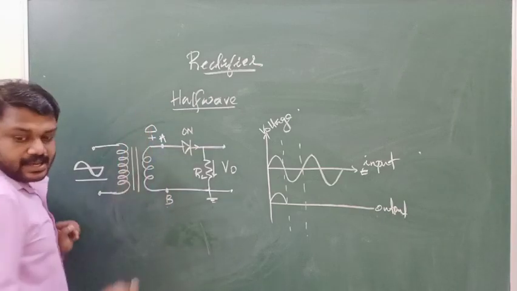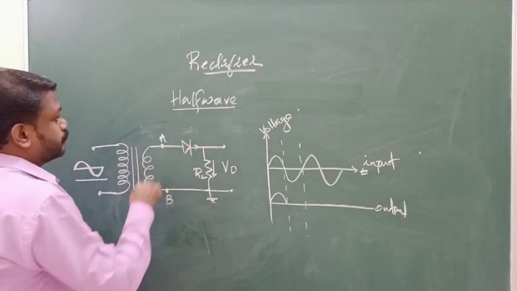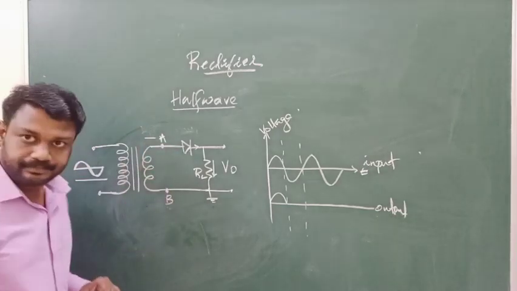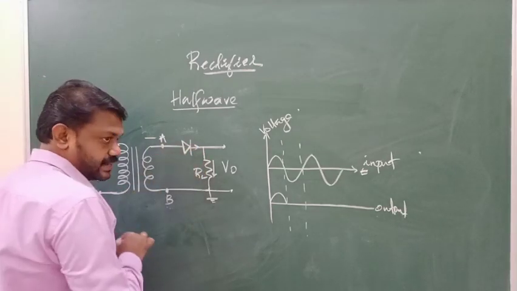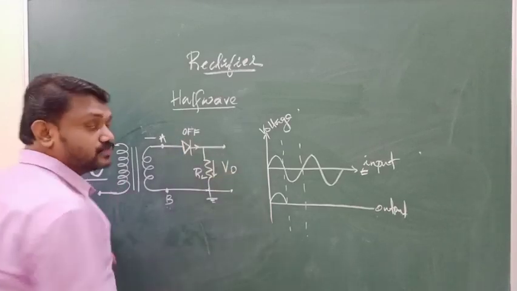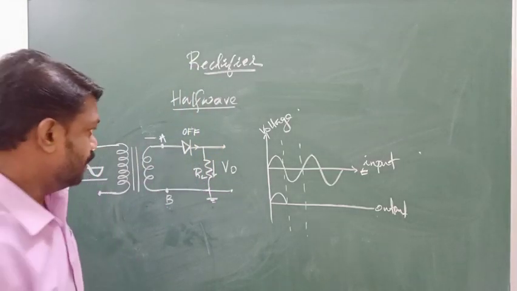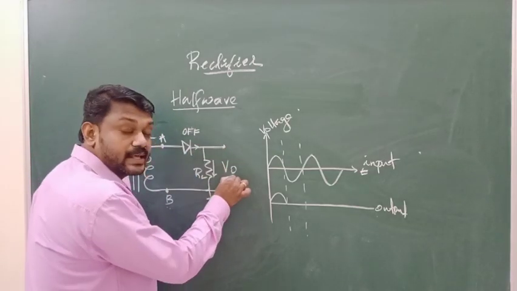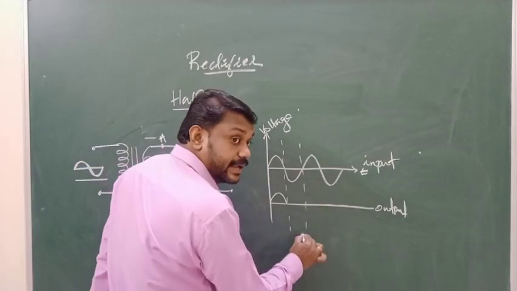Now after this positive half cycle, what is coming next? The negative half cycle is coming. When the negative half cycle is coming, B is already at zero potential, and A will become negative with respect to B. Now, negative potential is given to the P region. What will happen? It will be in the reverse bias state. The diode is in the off state, which means it will not conduct. If it is not conducting, no current flows through the diode, no current flows through RL, and no voltage is developed across RL as VO. So during the negative half cycle you are not getting any output.